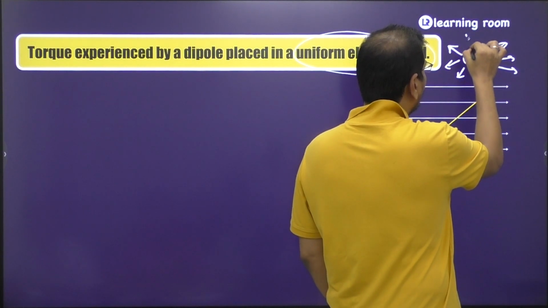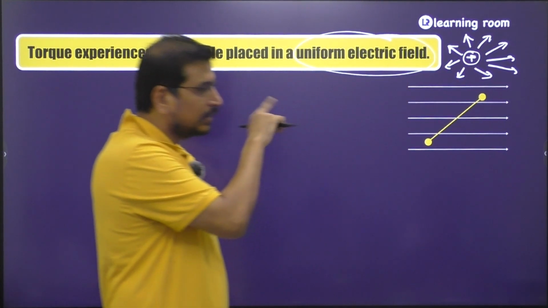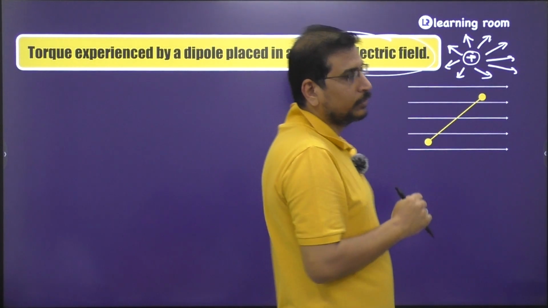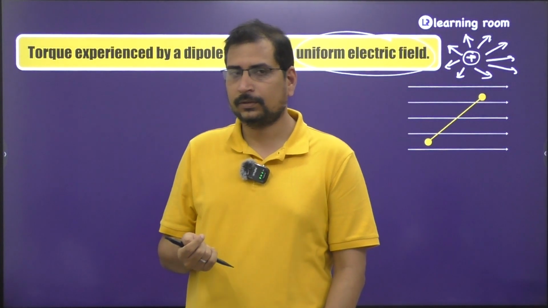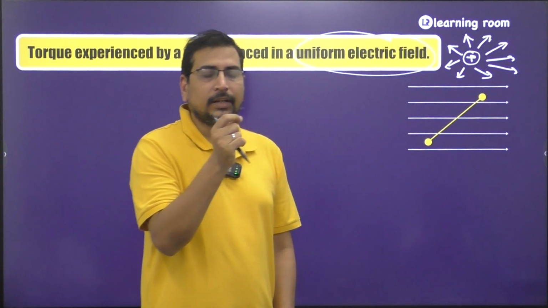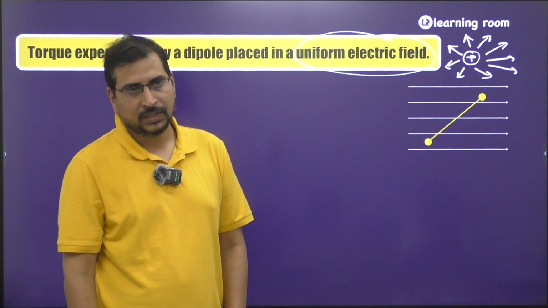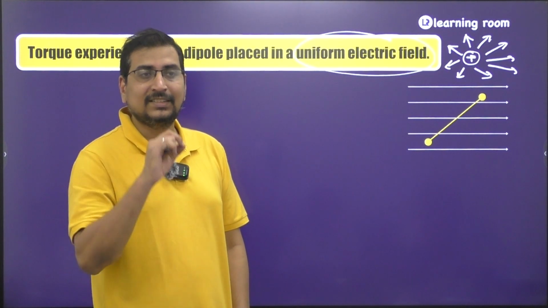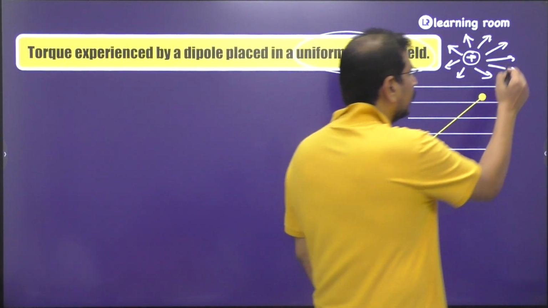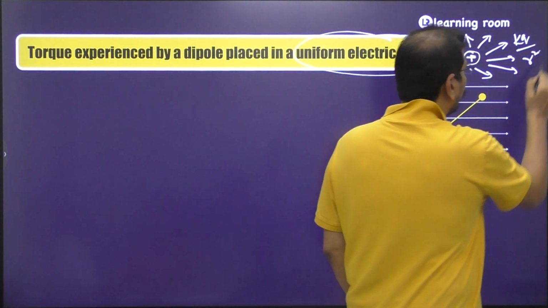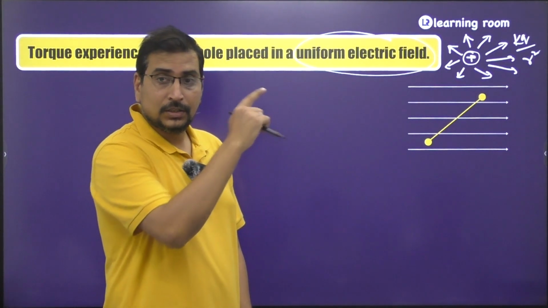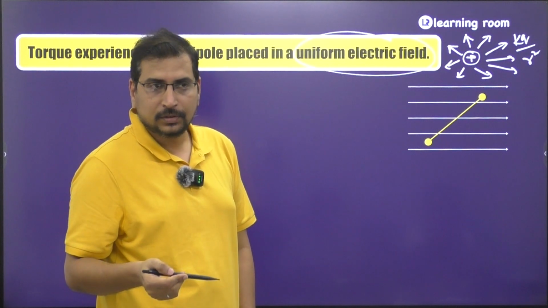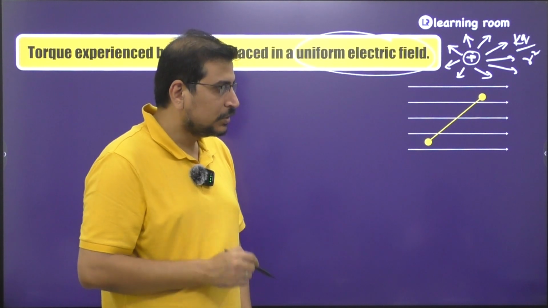The question is: is this a uniform or a non-uniform field? This is a non-uniform field. Why is it non-uniform? Because the electric field at every distance is not constant. You know that due to a point charge, the electric field at a distance r from it is kq divided by r square, where r is the distance from the charge to the point where we are trying to calculate the field. The value of r keeps changing, so the electric field also keeps changing.